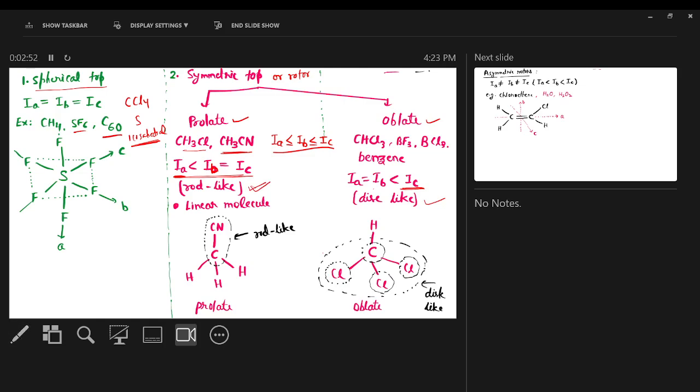What is the meaning of this rod-like then? If you draw the structure of CH3CN, we see most of the masses are concentrated around this circle. This is a kind of rod-like shape, correct? Or we can draw this one also, CCl. We know that the atomic masses of chlorine and carbon are much higher than hydrogens. So most of the mass of the molecule will be concentrated here. So that's why we call it rod-like.